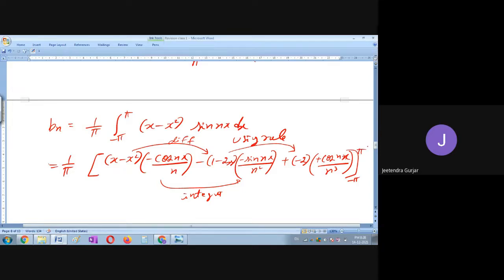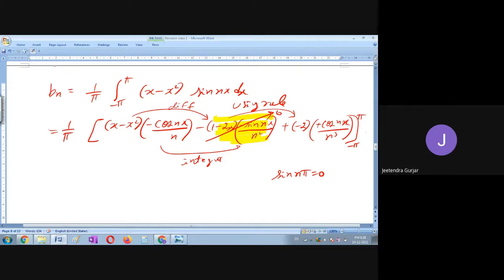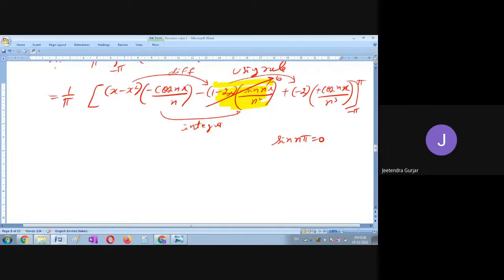So just simplify this one. You should remember always sine n pi is always 0. So immediately you can see this term will become 0. So what I am going to do, I have to remove this term. Just remove this term. Only remaining terms I will take it down and simplify one by one quickly. So first I will substitute x is equal to pi.